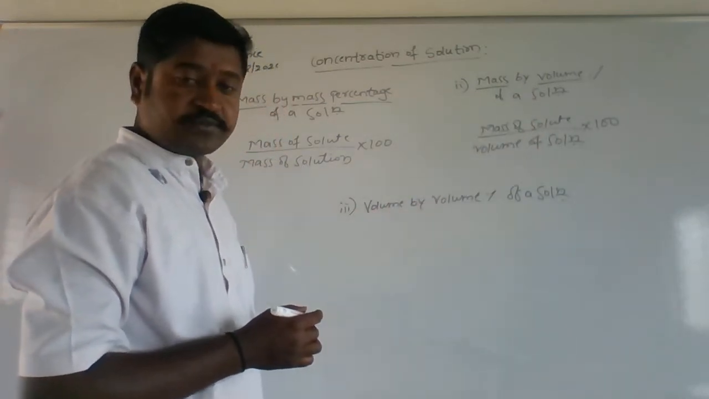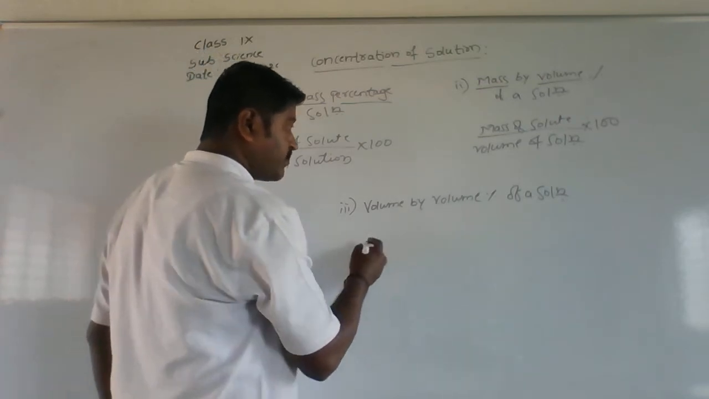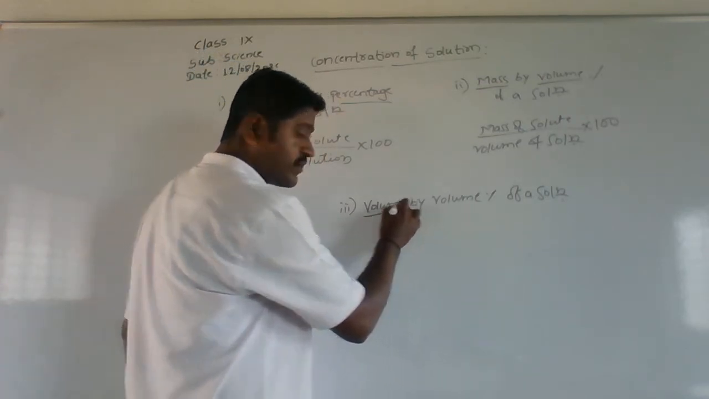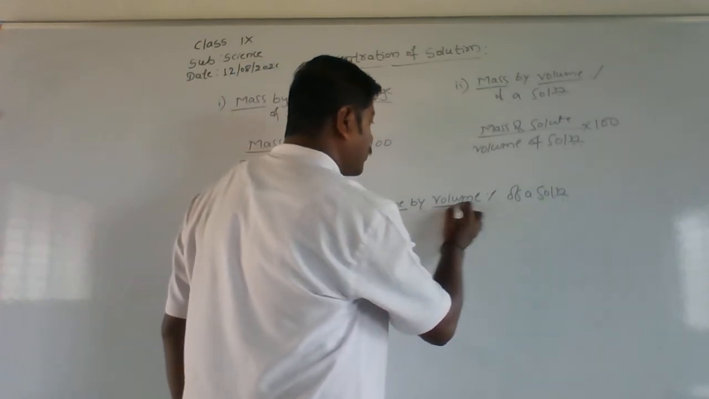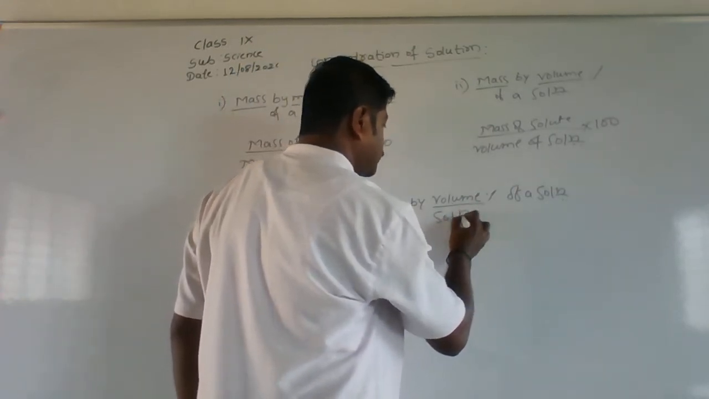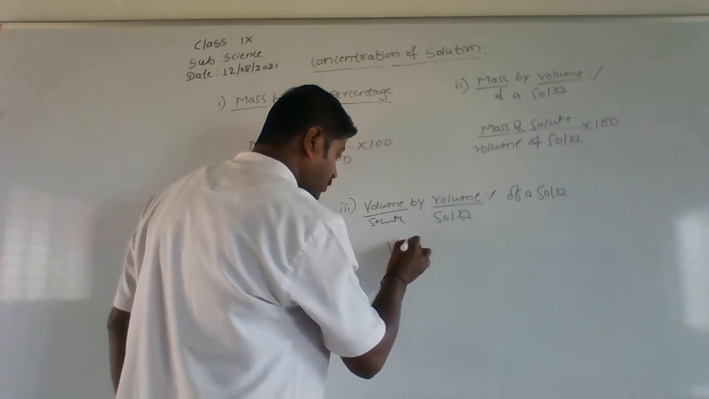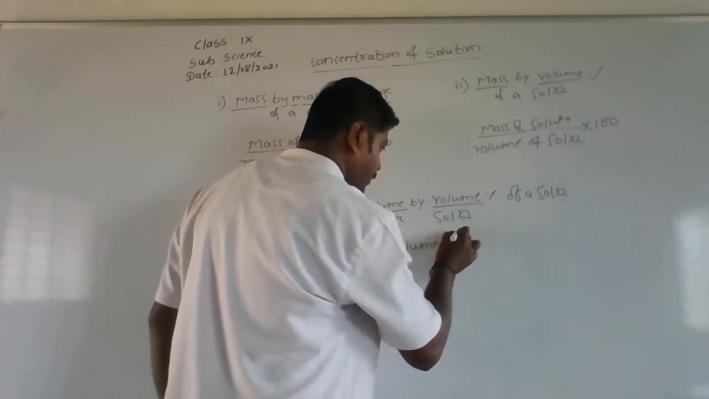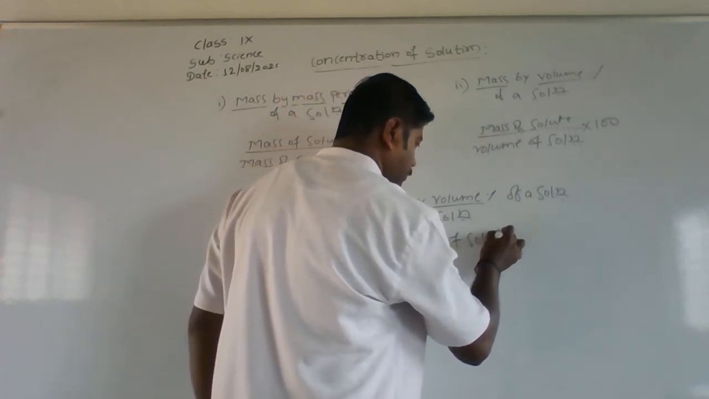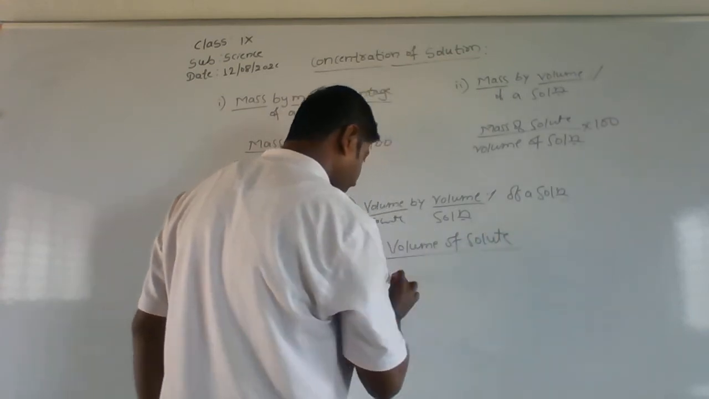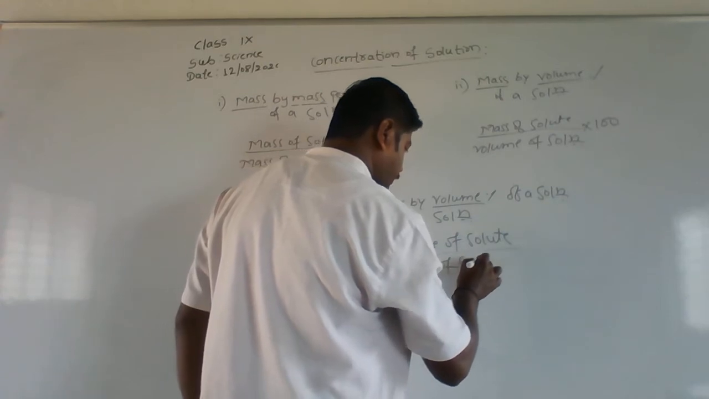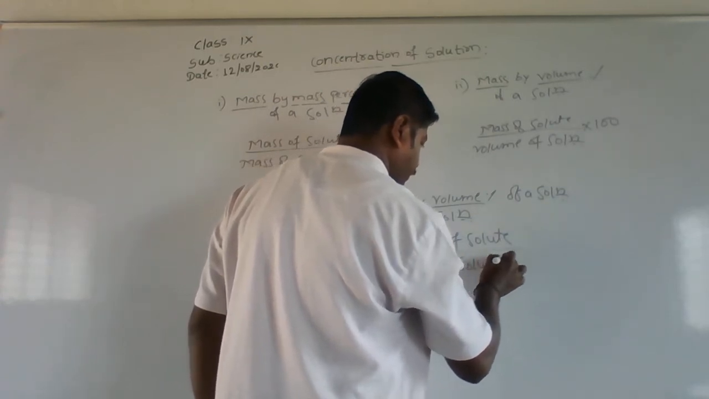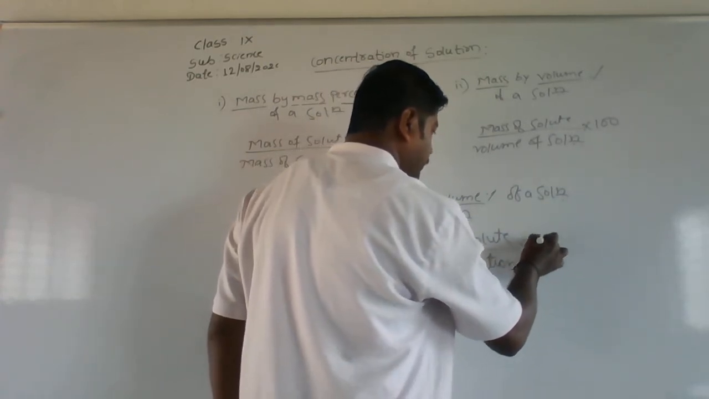Similarly, the last, third one, is volume by volume percent of a solution. This volume refers to solute and this volume refers to solution. So that is volume of solute by volume of solution into 100.